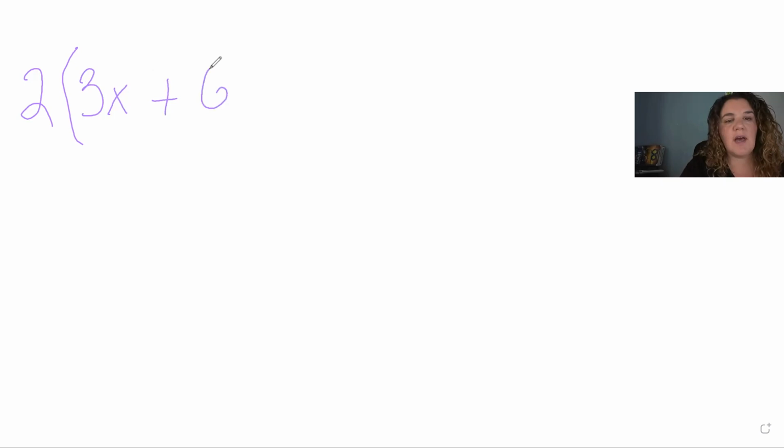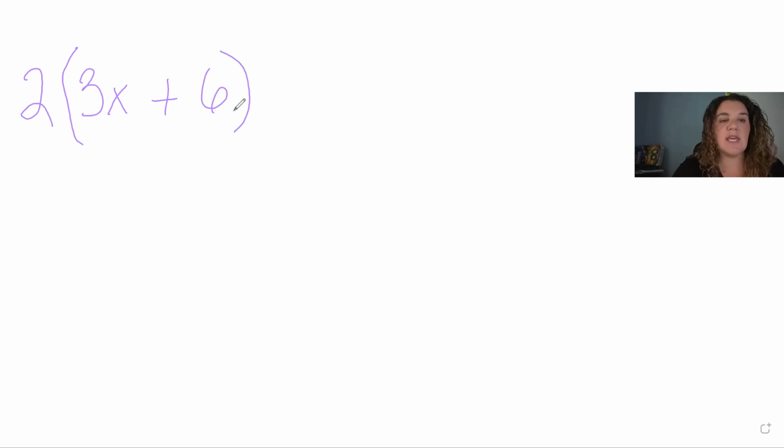So here we have the 2 on the outside. So I think of that like the teacher. And then inside the parentheses, we have 3x plus 6. So I want to multiply the number on the outside by the terms on the inside. Remember, terms are separated by addition or subtraction signs. So we have 3x as a term and we have 6 as a term.